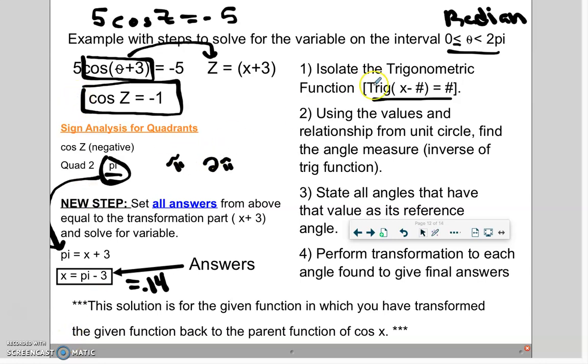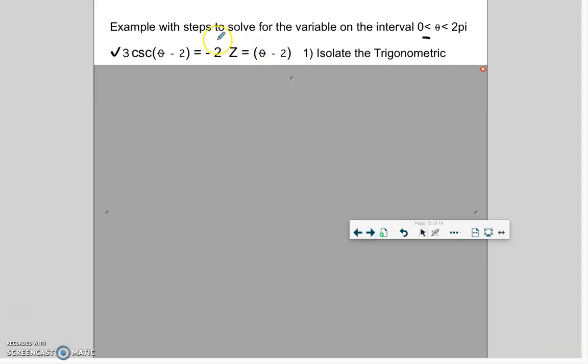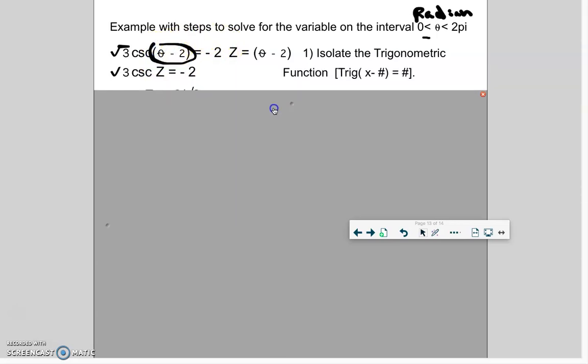So another one, just to walk through again, is looking to be in radian mode between 0 and 2 pi. And this is square root of 3 cosecant of theta minus 2 is equal to negative 2. So I'm going to take z. Z is probably my favorite variable to use. A capital letter Z. I'm going to replace this whole function here with the capital letter Z, which gives me this. So now I'm going to perform step 1.